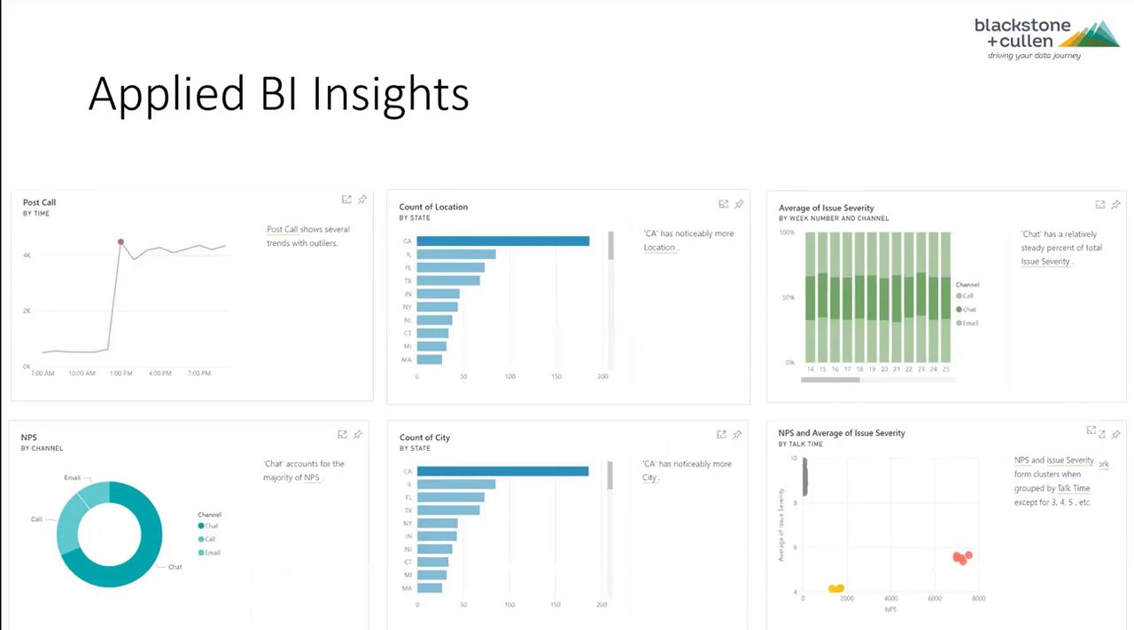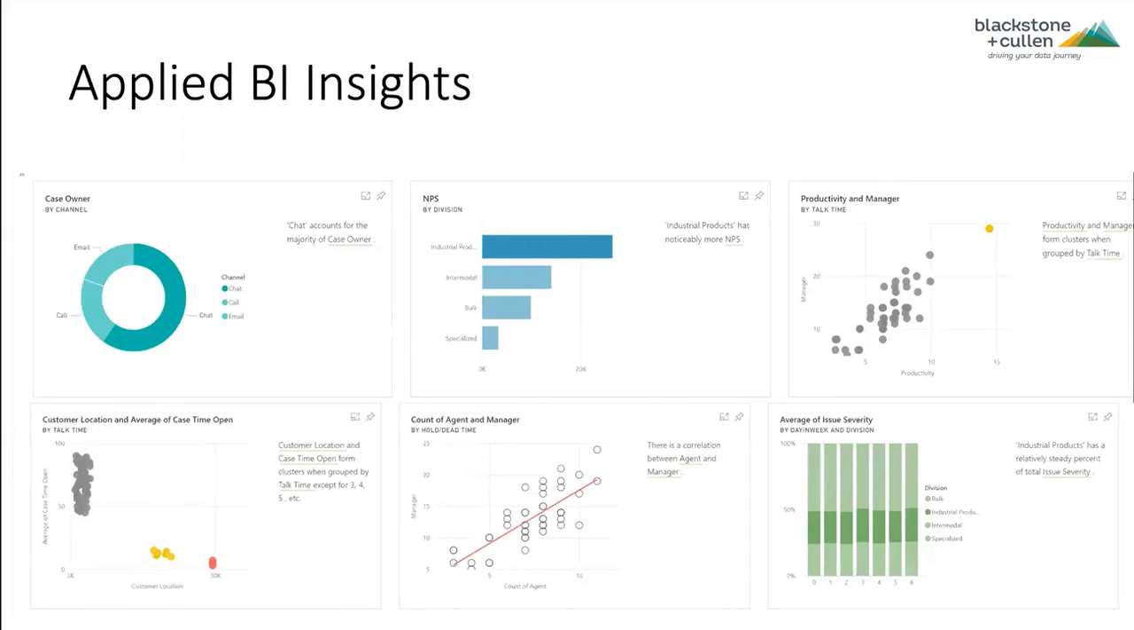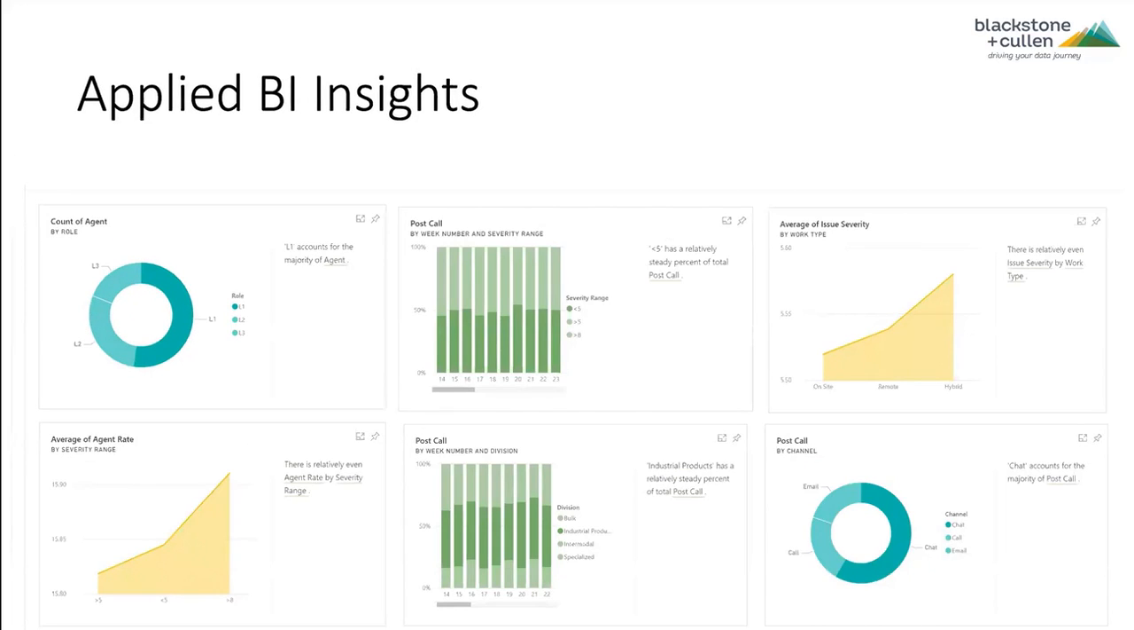So here we've seen some post-call wrap stuff. We've got some basic statistics about where the customers are coming from by city and location with this synthetic data set that we're using. And we also look at Net Promoter Score by issue severity. Okay, so those are standard statistics, but now we've got counts of customers by tier. We've got changes over time in the Net Promoter Score. We've got some statistics that have to do with issue severity and productivity and manager information. And finally, we're looking at the average type of issue severity as it changes between the on-site, remote, and hybrid situations.